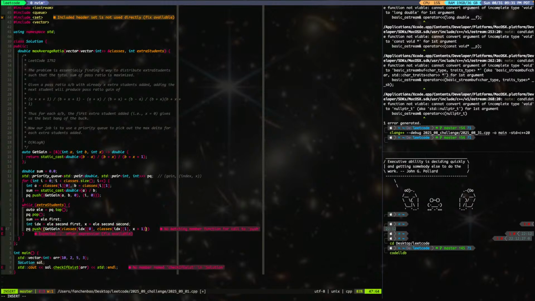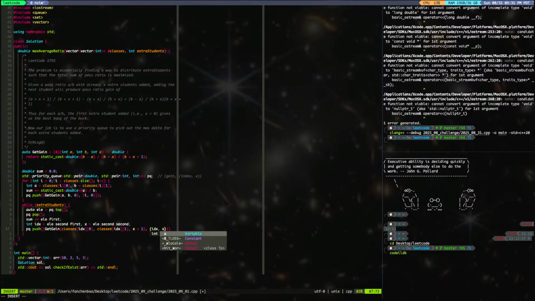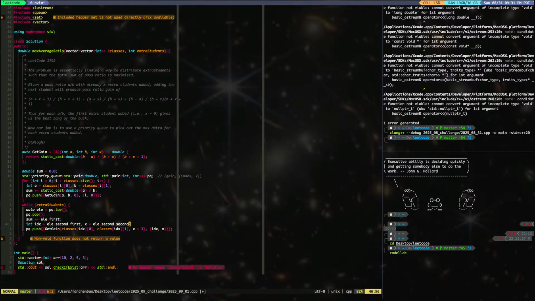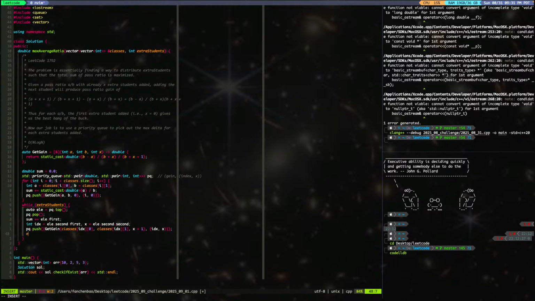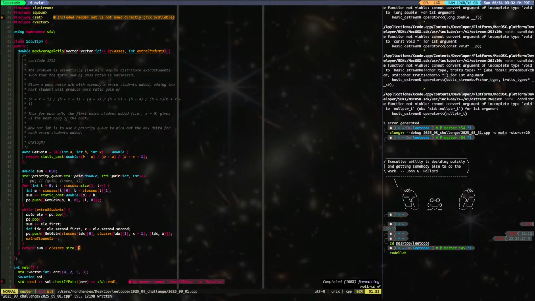So getGain, right? After we get the gain, we're going to do another one. This is going to be index and x. So we push the next one in, and then extra students minus minus. So we do it again, and again, until we exhaust all of them, and then we'll return sum divided by classes.size. All right, that is how I'm going to do it.